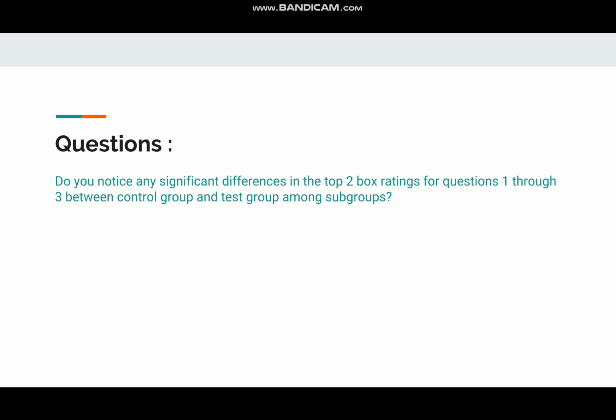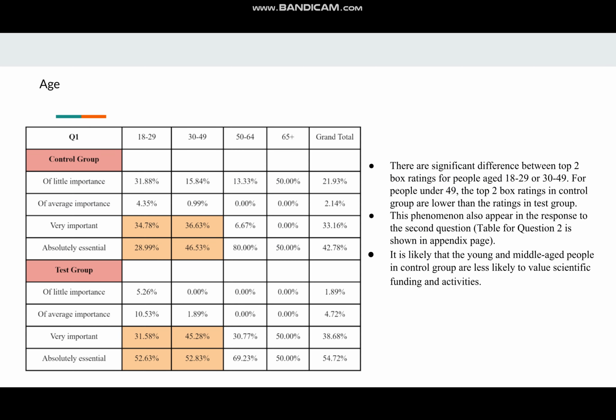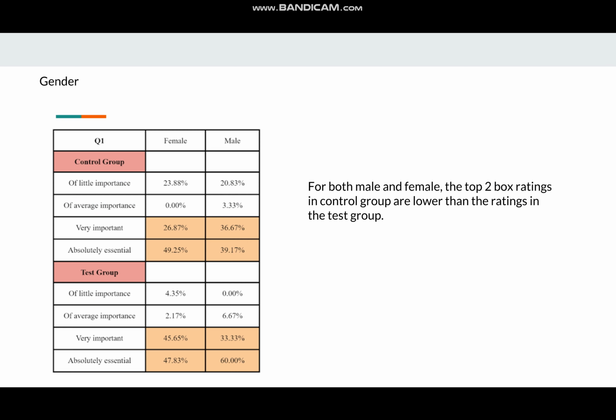In the second part of the question, I want to show you some significant difference between control group and test group among subgroups. I checked age first. Here I use question number 1 as example. We find for all ages, people in control group have lower rating than the test group. I also check gender. So for both genders, people in control group have lower rating. So this is generally true for the whole data set.